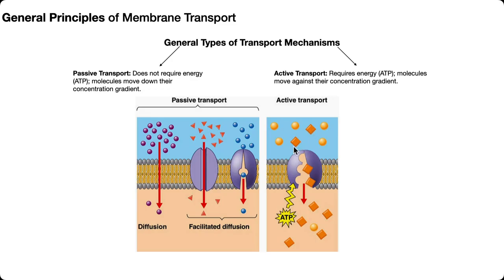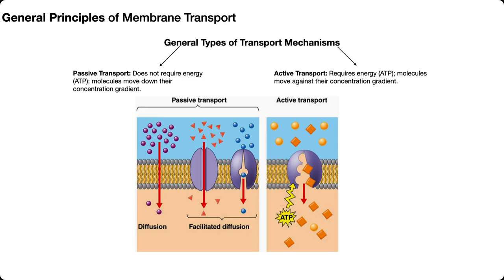Same thing here. If you look here, they look like little graham crackers. All right, these little squares here. All right, there's 5 over here and 2 over here. All right, in order to take those 2 and dump them over here, you're going to have to require energy. So we call this active transport.